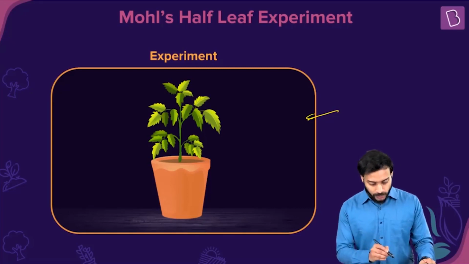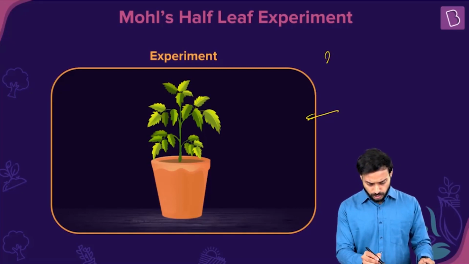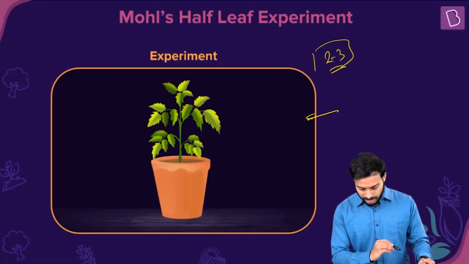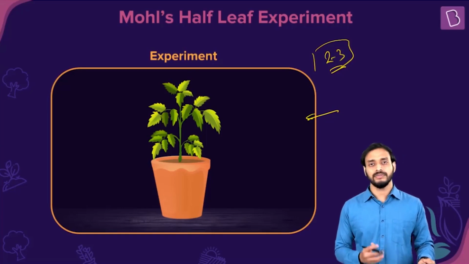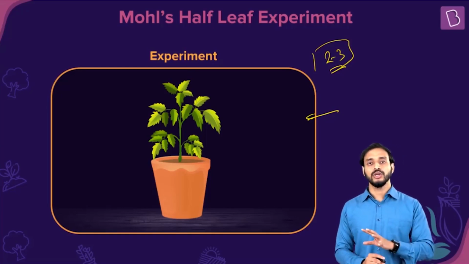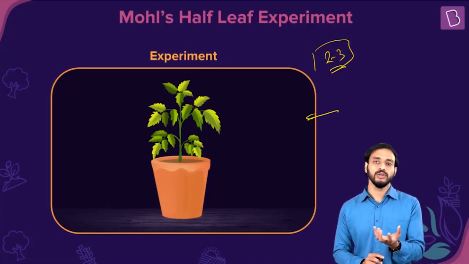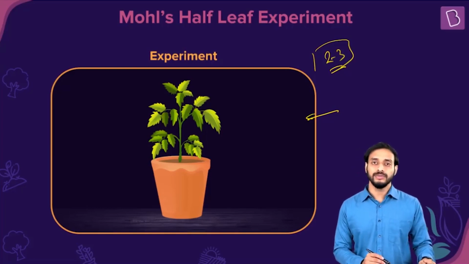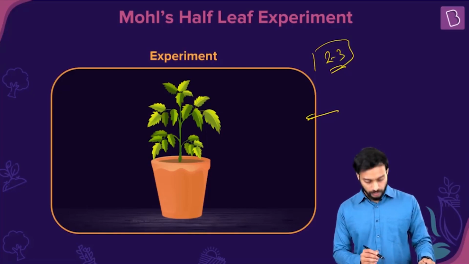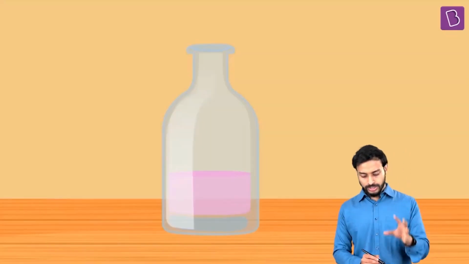Well, this plant was kept in a dark room for 2 to 3 days. Why? The idea was, if it is kept under dark, away from light, then the starch which is there, which is the stored molecule, will be utilized, because no new sugar can be produced. The stored sugar will be utilized, correct? Yes or no?